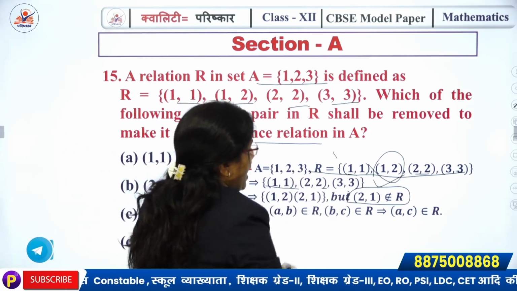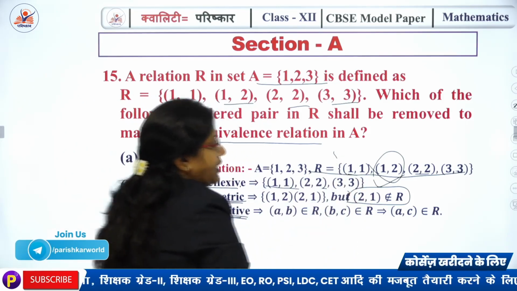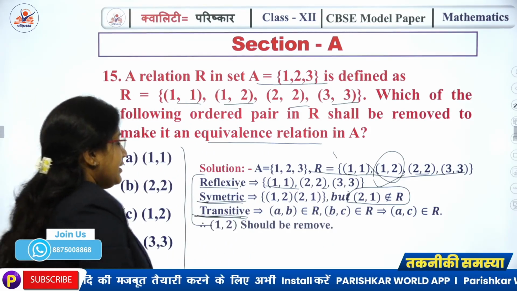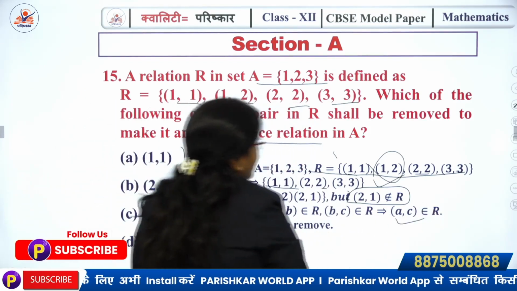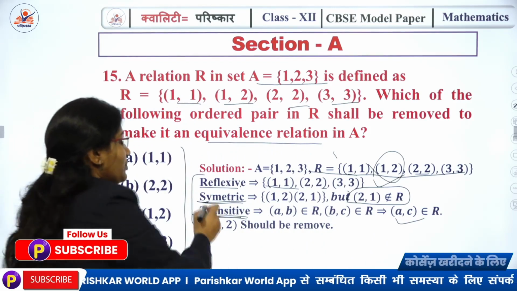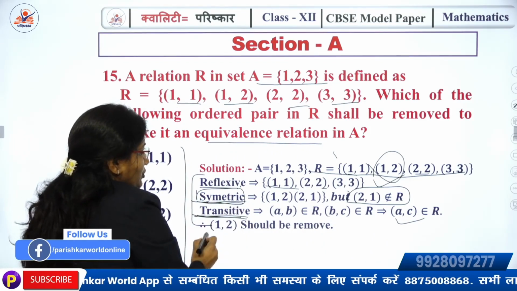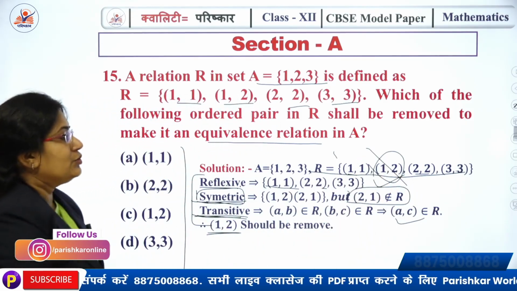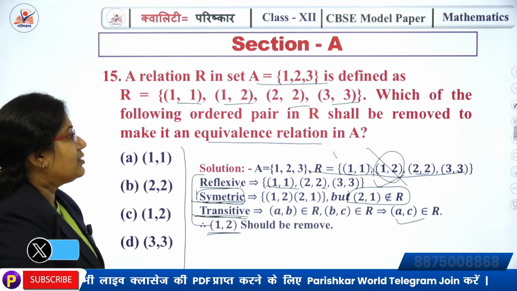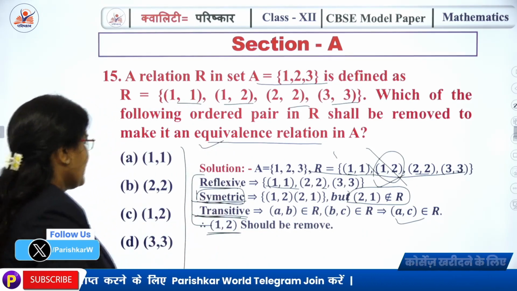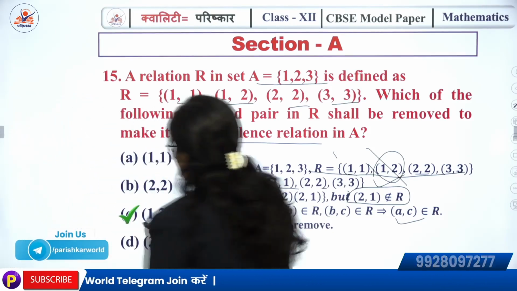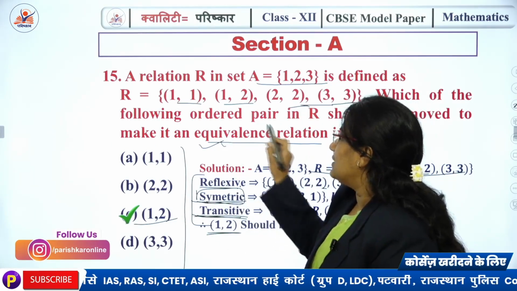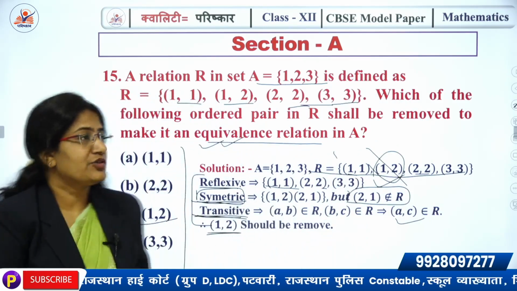If (A,B) belongs to R and (B,C) belongs to R, that means (A,C) must belong to R. Here we can see the transitive property is also satisfied in this relation R, but the symmetric property is not satisfied due to the element (1,2). That means if we remove this element (1,2) from this relation R, the relation becomes an equivalence relation. So option C, that means (1,2) should be removed for making this relation an equivalence relation. Let's see the next question, student.